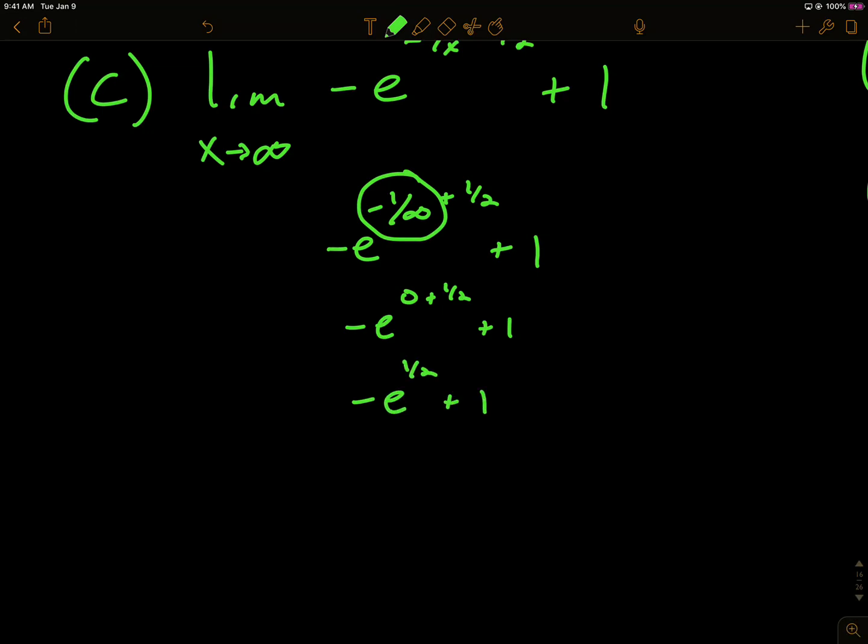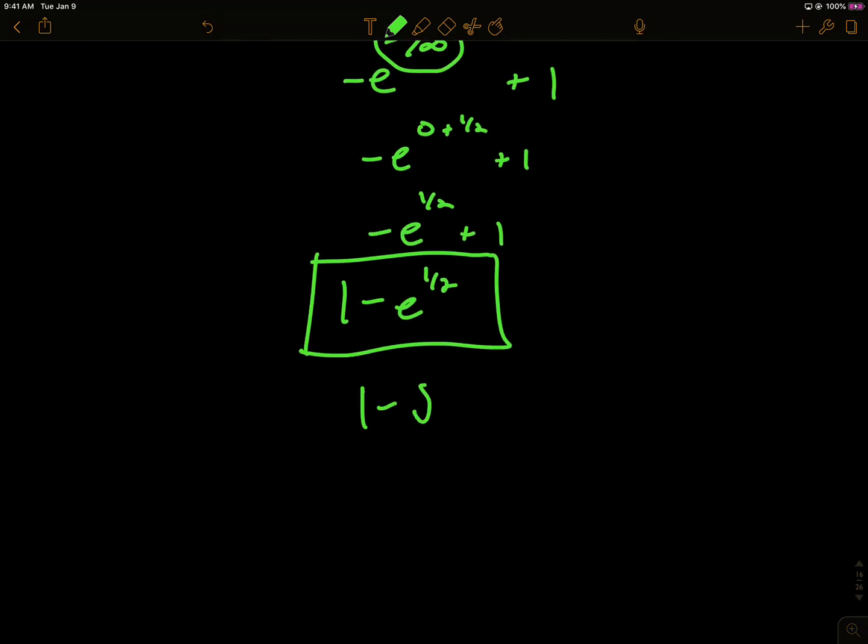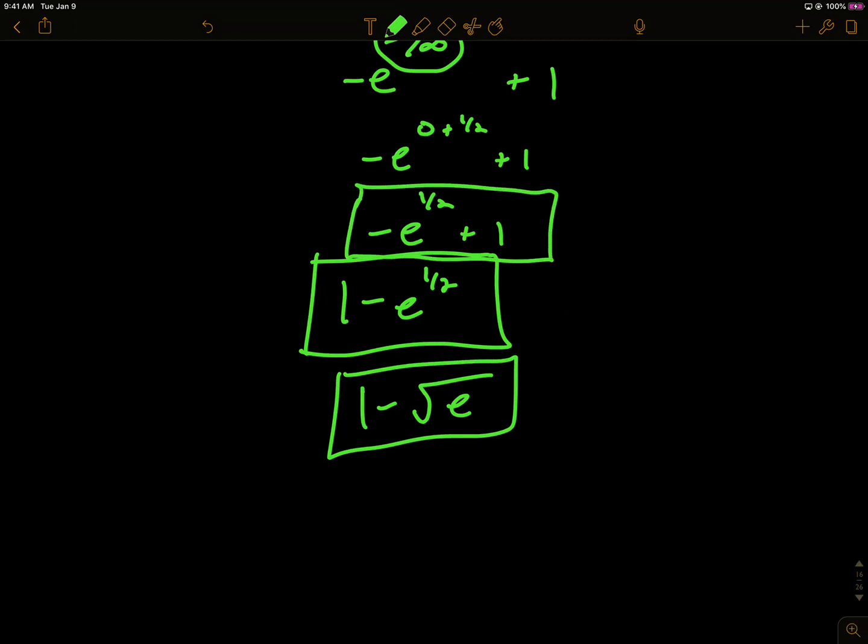And that's our limit. You can write it a couple different ways. Again, answer keys will probably look like that because that's cleaner. Actually, they'd probably have a square root on there because e to the 1/2 means square root. Any of those answers are acceptable. That is our limit.